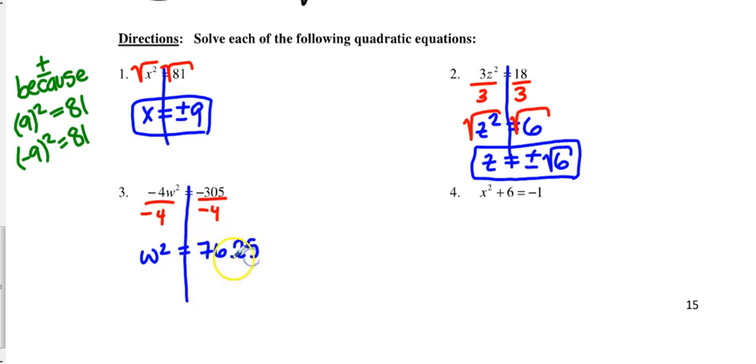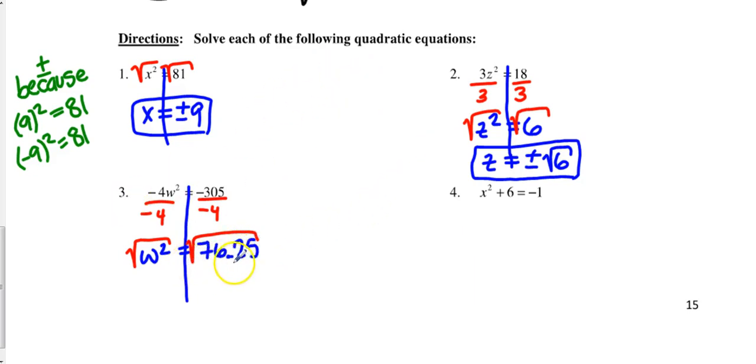And if you did not try this in your calculator, please pause the video and go get your calculator so you can try it yourself. Now that w squared is by itself, to eliminate that square, the opposite of squaring is square rooting. So I will take the square root of both sides.